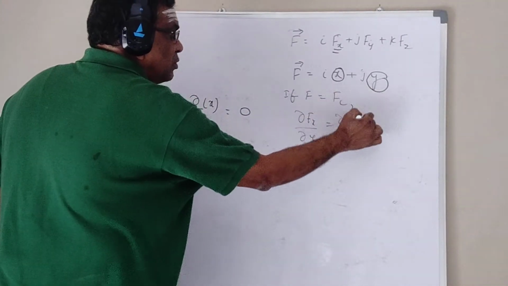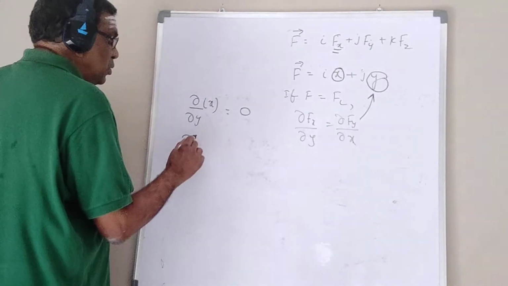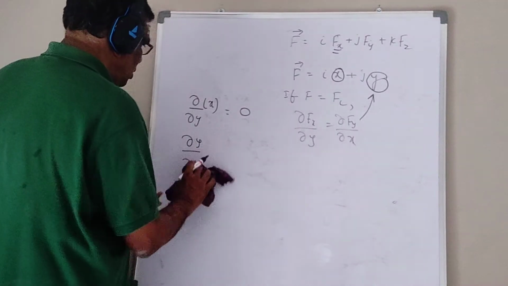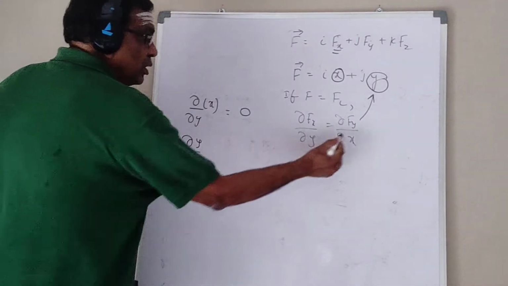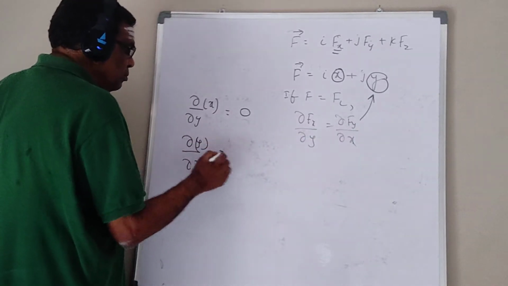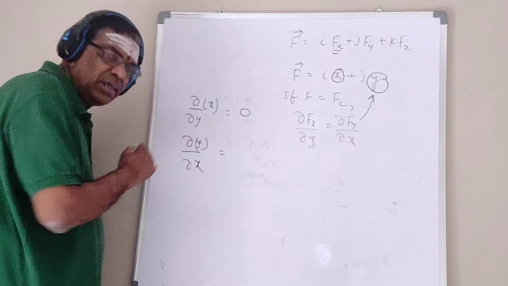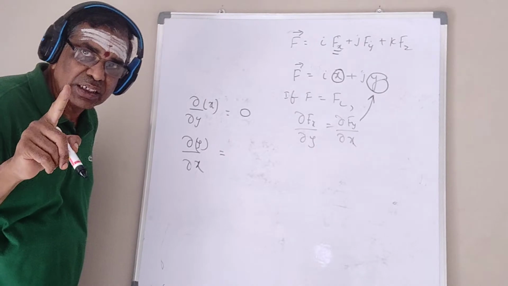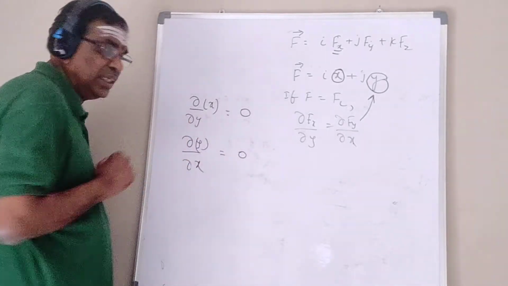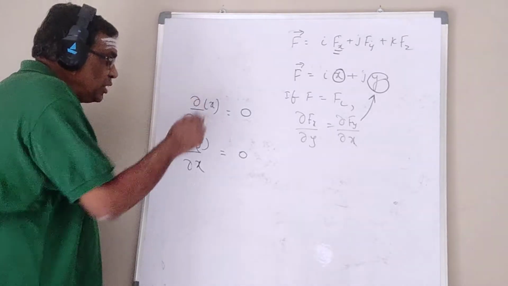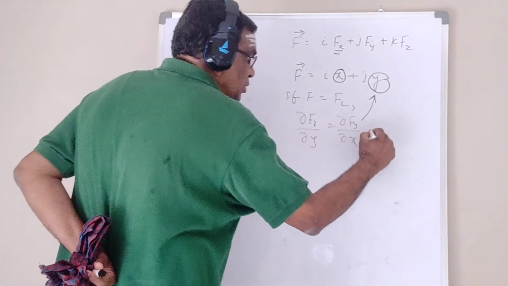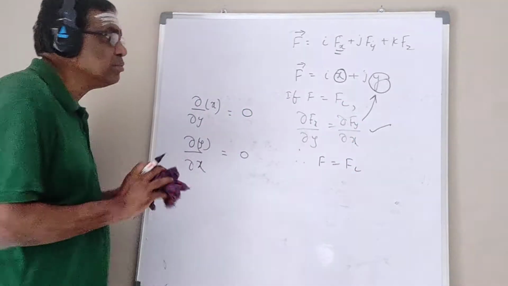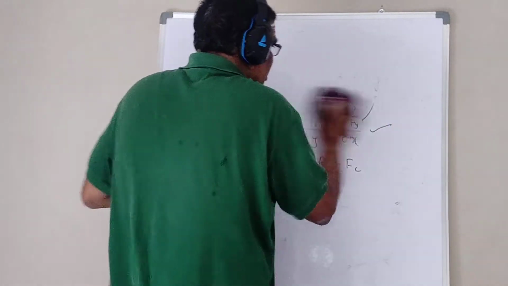∂f_y/∂x is ∂y/∂x, isn't it? Because ∂/∂x of y, as far as this parameter is concerned, y is constant since you are differentiating with respect to x. Therefore this is 0. That means both are the same. So this is valid. Therefore, f is equal to f_c. Alright?